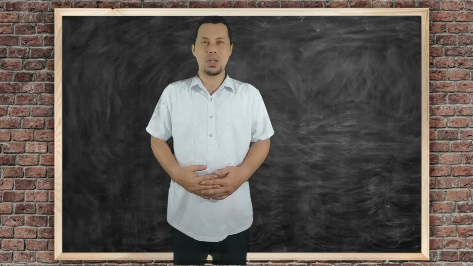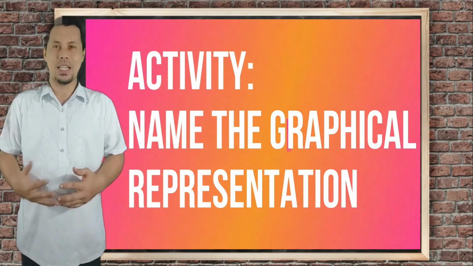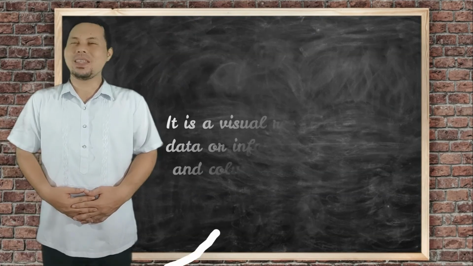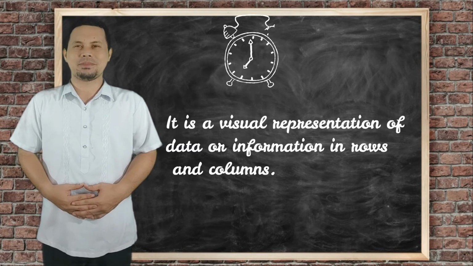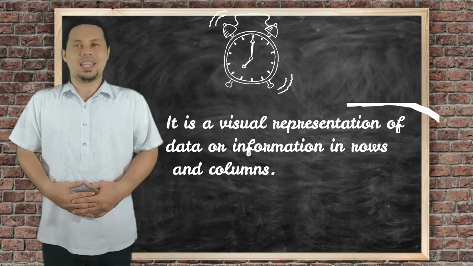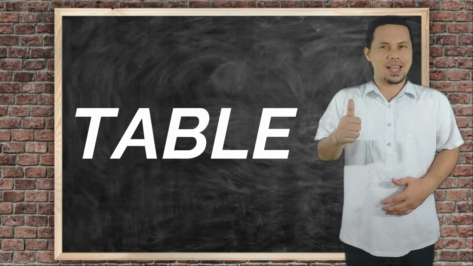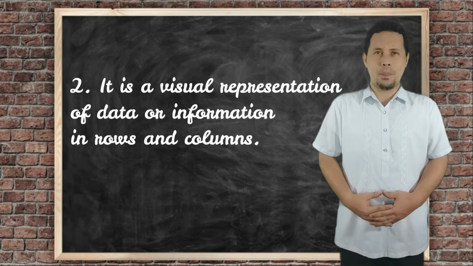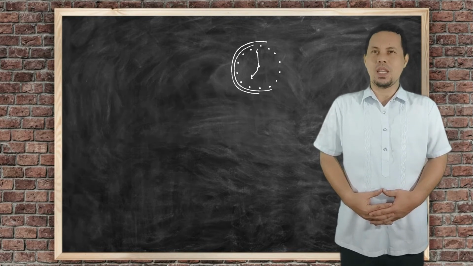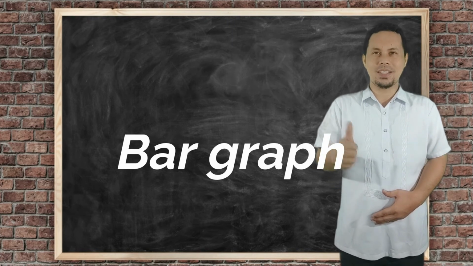This time, I will be showing informations, and please let me know what type of graphical representation that item is. First in line, it is a visual representation of data or information in rows and columns. And the correct answer is table. Congratulations, you got it right. Next, it is a visual representation of data or information in rows and columns. If your answer is bar graph, you are correct.